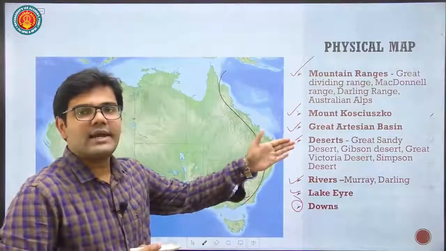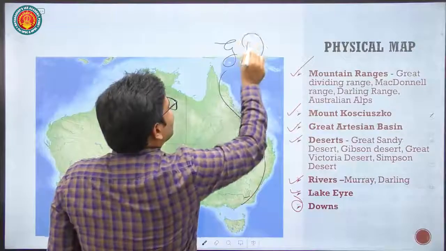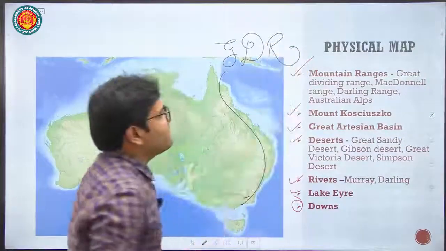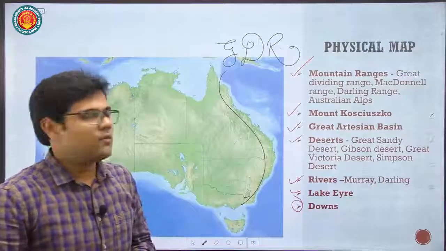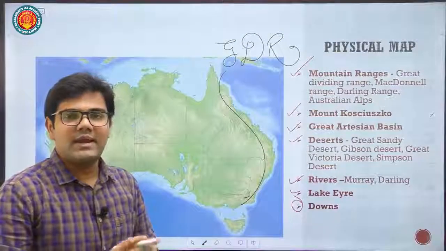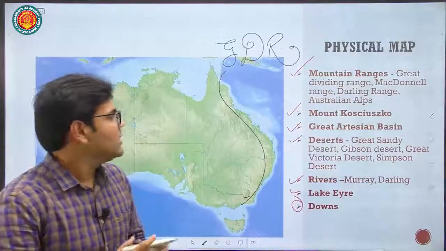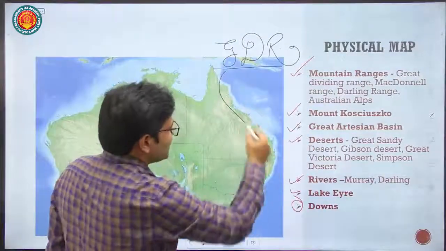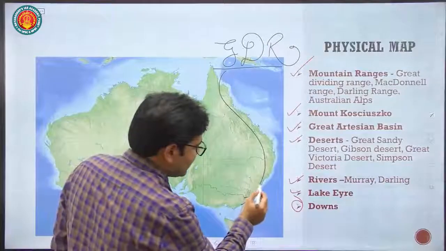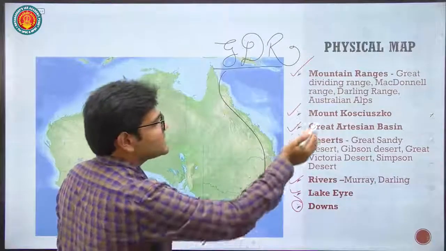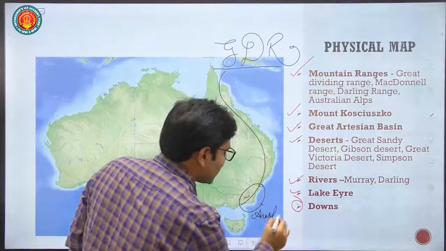The name is Great Dividing Range. Again, we are not going into detail because UPSC will not ask you in detail. They will focus mainly on Indian mountains. So here only the names are important. Their relative location is important. So there is a Great Dividing Range in Australia. In the southern part, somewhere here, we have another mountain range called the Australian Alps.